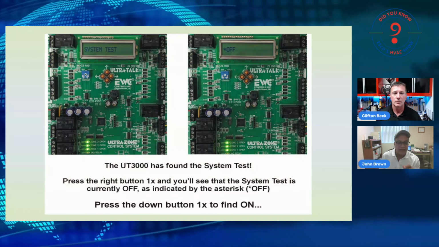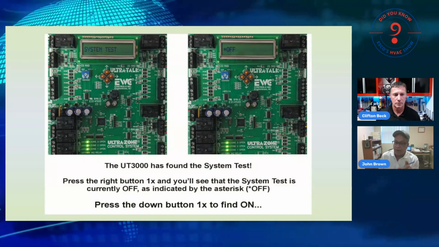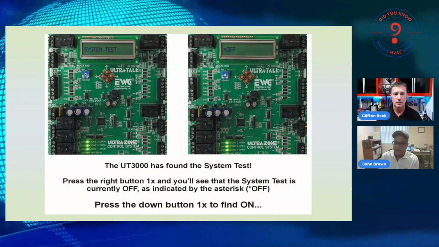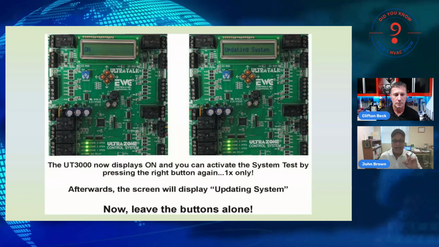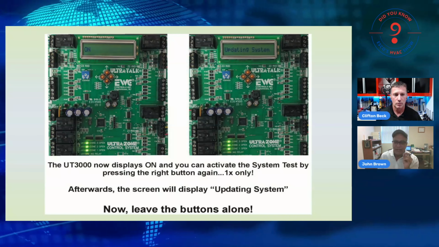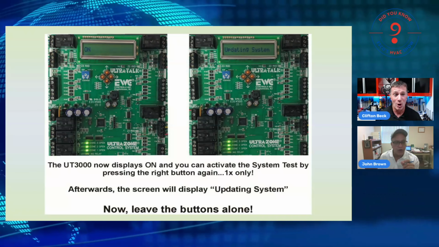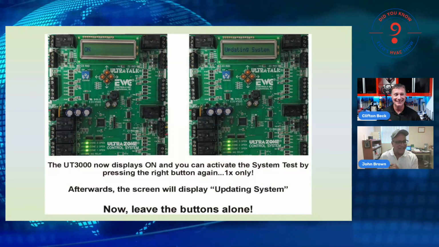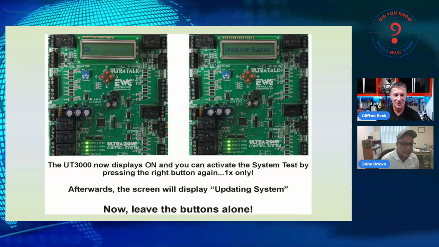Notice the asterisk. This means the system test is not running. I hit the down button one time to find on. And there it is. I hit the right button again one time, and the UT-3000 will say, I'm updating the system. In other words, it's asking the heat pump, I want you to run the system test.